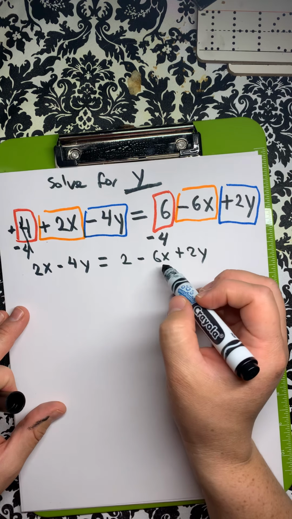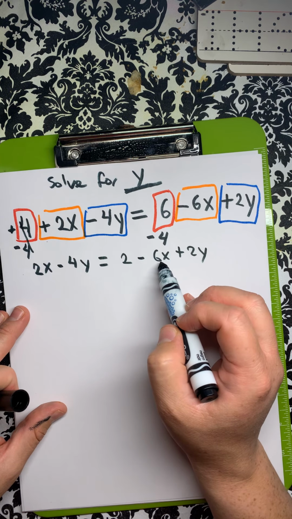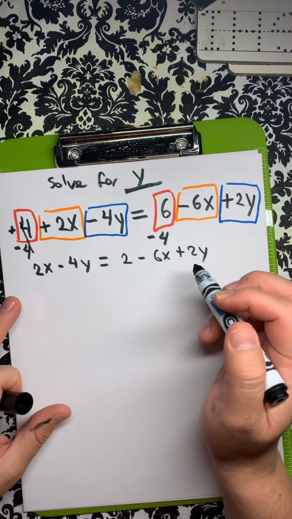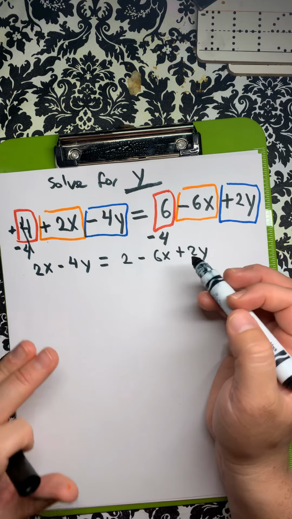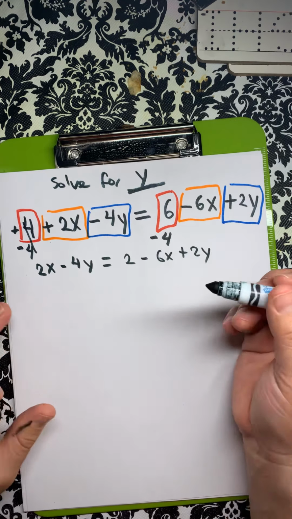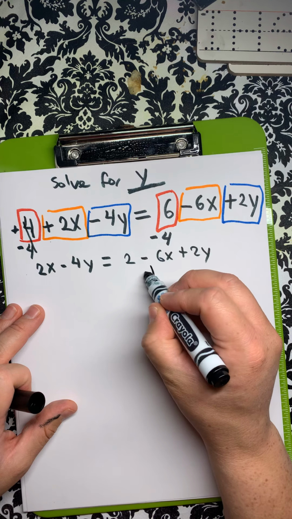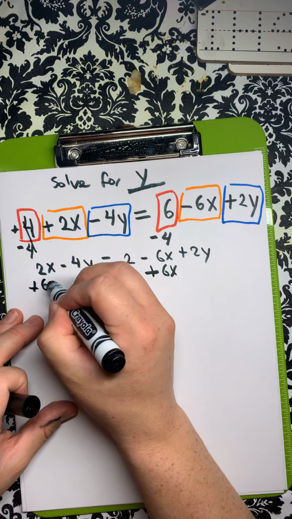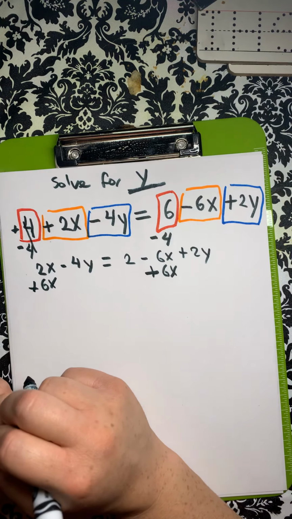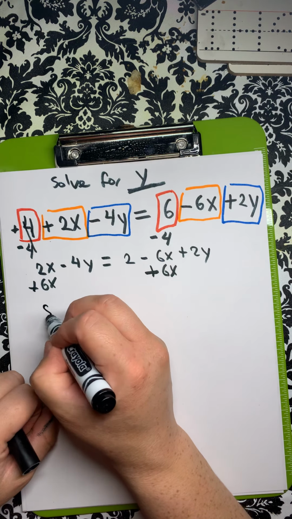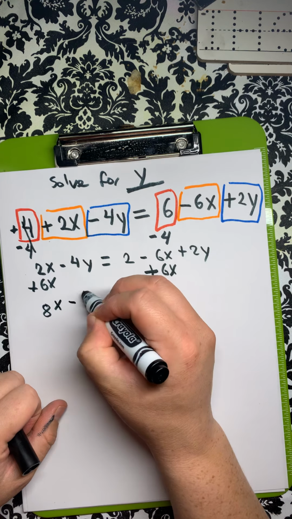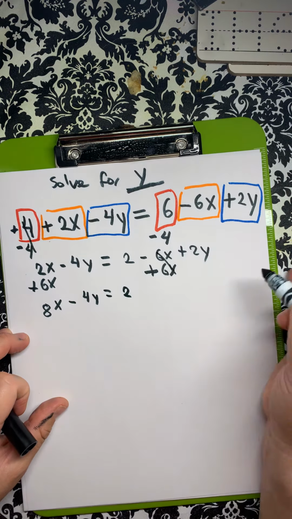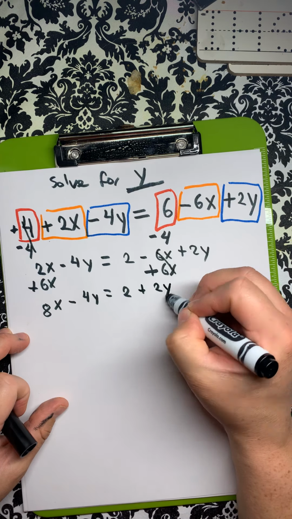Now let's deal with our x's. This time I'm actually going to move the x from over this side to this side. I always talk about how I like to keep things positive. Doesn't have to, there's no set way whether you're going to move it to the left or to the right. It's just which way you see it. In this instance, I'm going to add the 6x plus 6x. Okay, now we're left with 8x minus 4y equals, we canceled here, now we're left with 2 plus 2y.